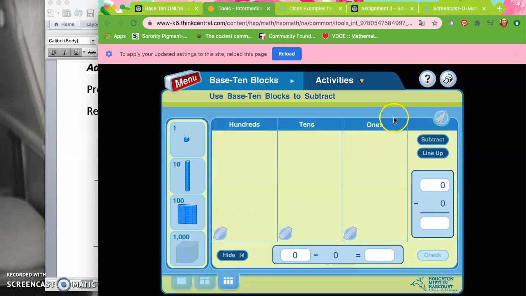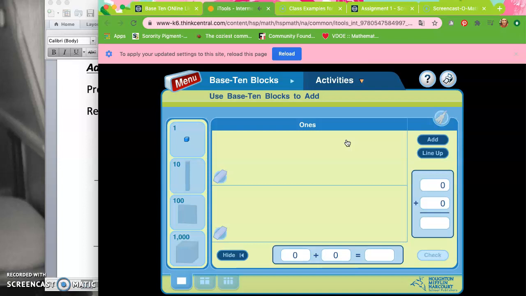All right, so we're going to work on a couple questions using base 10 blocks online. To do that, we come up here. We're going to hit add because our first problem is an addition problem. And we're going to hit hundreds place, so we have our three columns. The first problem is 259 plus 582.